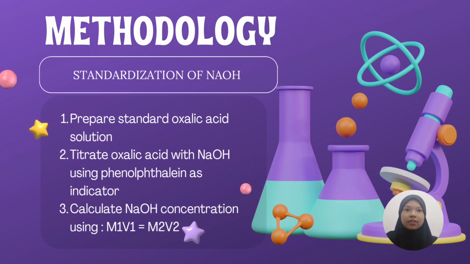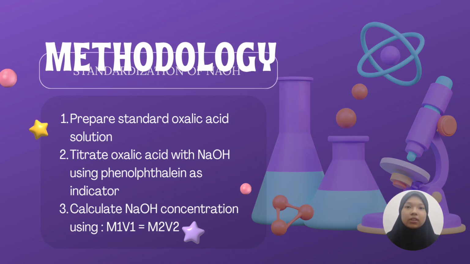Standardization of sodium hydroxide. A standard solution of oxalic acid was prepared and titrated against the NaOH solution using phenolphthalein as an indicator. The endpoint was determined by the appearance of a persistent pink color. The concentration of NaOH was then calculated using the titration data and the formula M1V1 equals M2V2, where M1 and V1 are the molarity and volume of NaOH, and M2 and V2 are those of oxalic acid.